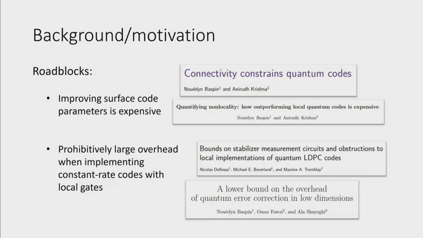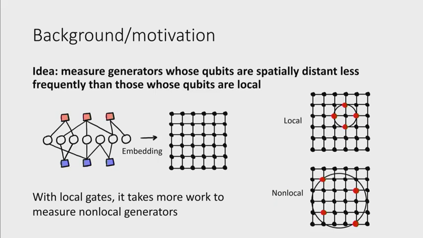We think not, and we introduce this idea where we measure the generators whose qubits are spatially distant less frequently than those whose qubits are local. So what do I mean by this? If we have some Tanner graph of a CSS code, where there are the qubits, and then we have x checks and z checks, what we're going to do is take this code and embed it into 2D.